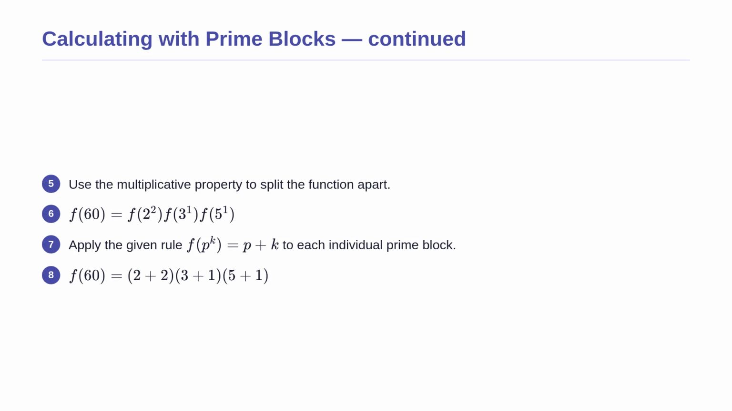Now we apply our given rule, which is p plus k, to each individual block. For the first term, the prime is 2 and the power is 2, giving us 2 plus 2. For the second, the prime is 3 and the power is 1, giving 3 plus 1. For the third, the prime is 5 and the power is 1, giving 5 plus 1.